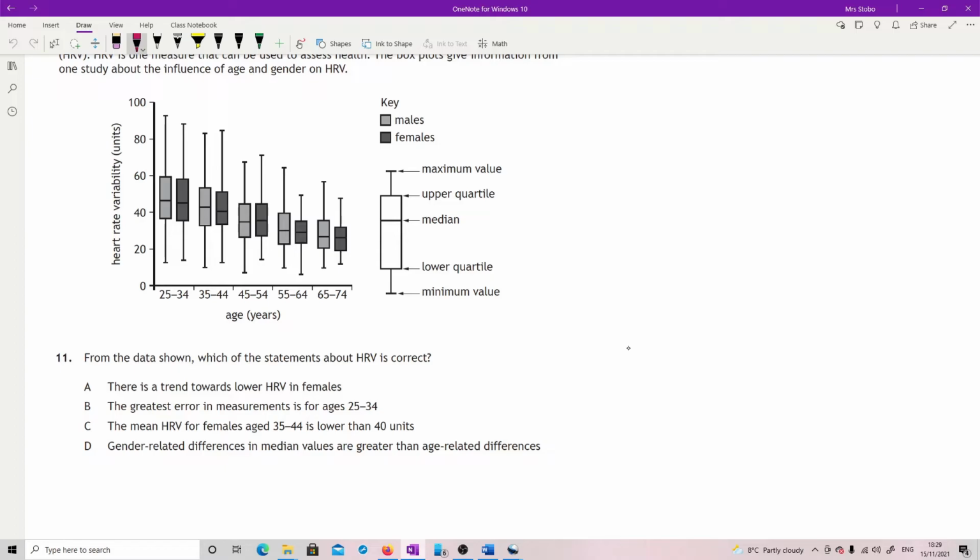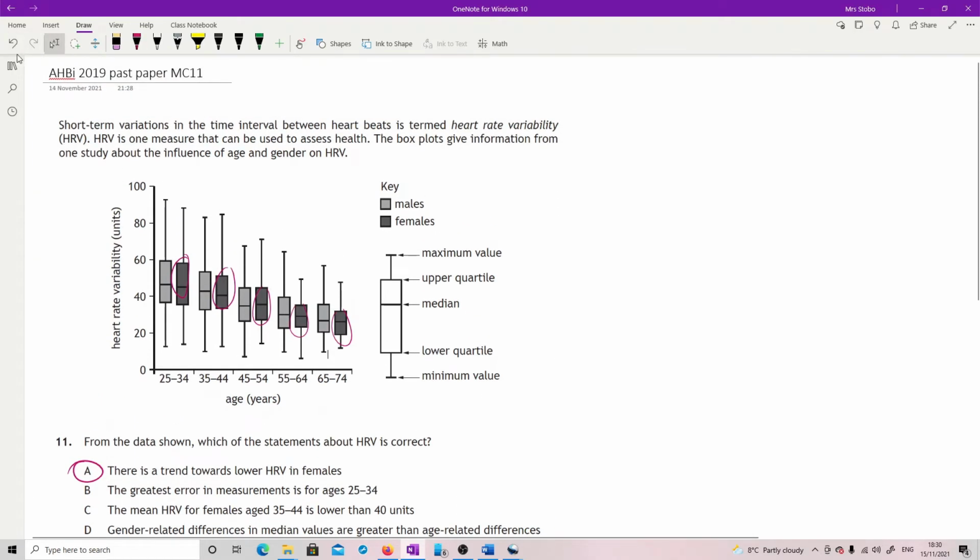I must admit, I didn't particularly like reading through this one, but the nice thing is that it's the first one, that you get to trend towards lower HRV in females, and so this is our female line, and at each one you would say that it's actually a decreasing trend. Okay. The other ones are not true, but some of them are pretty close to where you would expect the line to be, so just be very careful with that one.